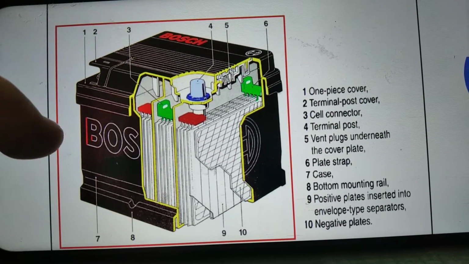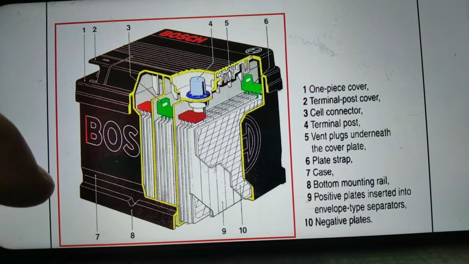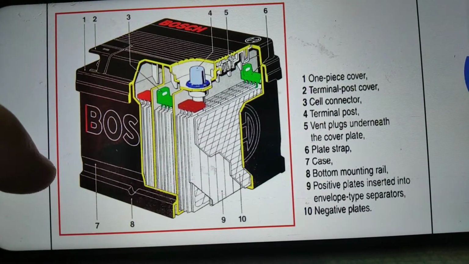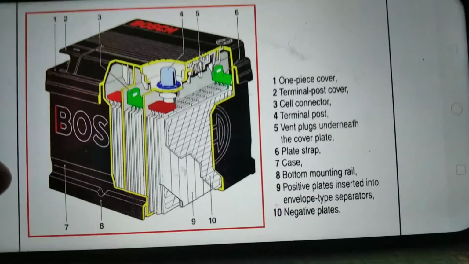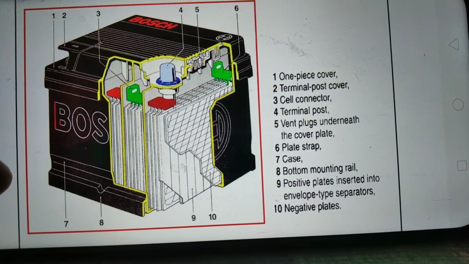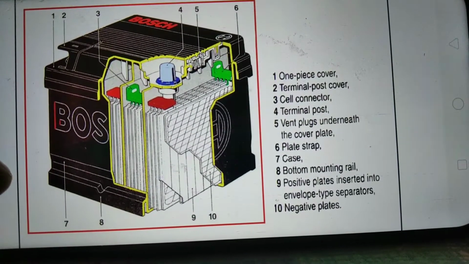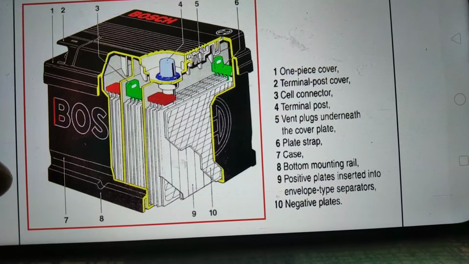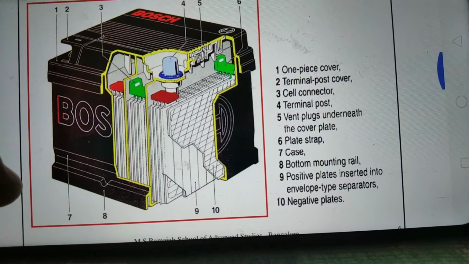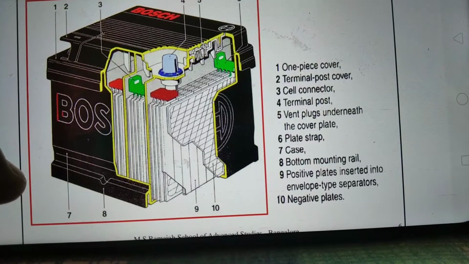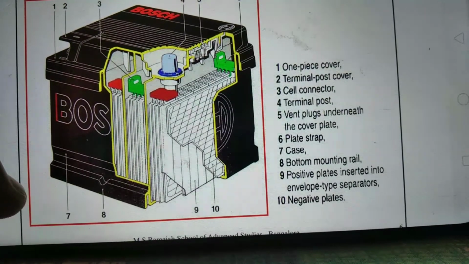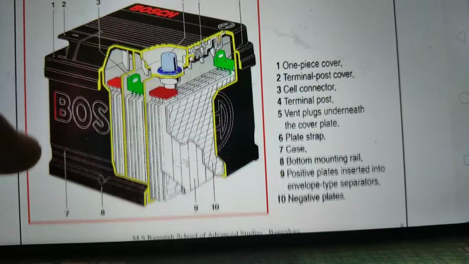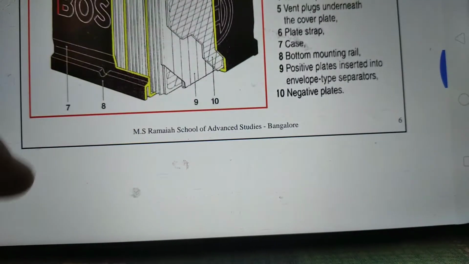What are the components? First component is one piece cover, second is terminal post cover, third is cell connector, fourth is terminal post, fifth is vent plugs underneath the cover plate, sixth is plate strap, seventh is case, eighth is bottom mounting rail, ninth is positive plates inserted into the envelope type separators, tenth is negative plates.